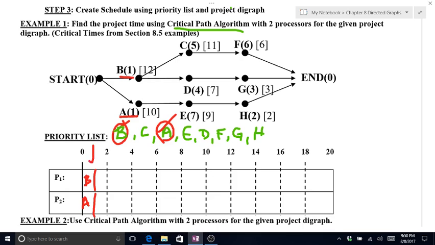After a minute, processors 1 and 2 are both finished with B and A. When B and A are finished, that means C, D, and E are all ready. C is the next one I should schedule according to my priority list, so that takes me out to 6 minutes. E is the next one I should schedule, and that's 7 minutes, so that takes me out to 8.